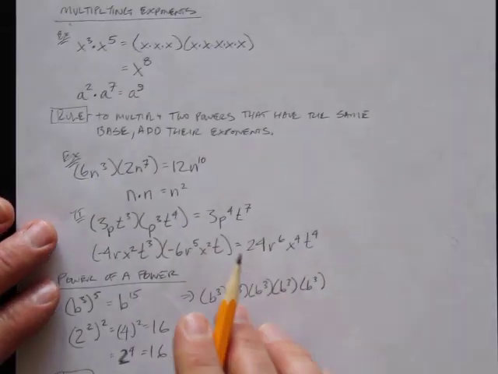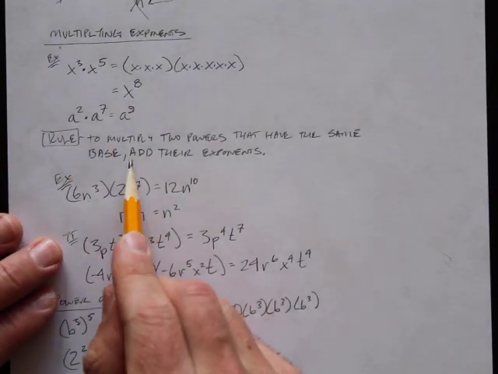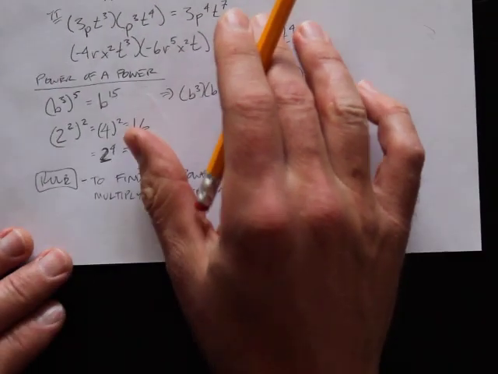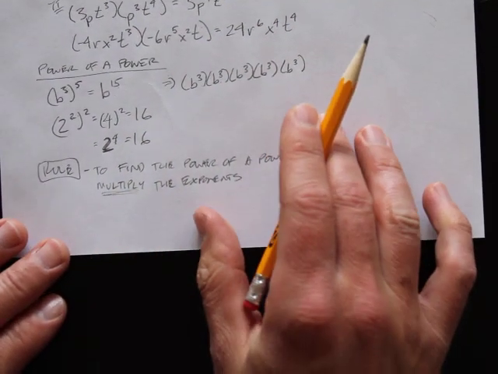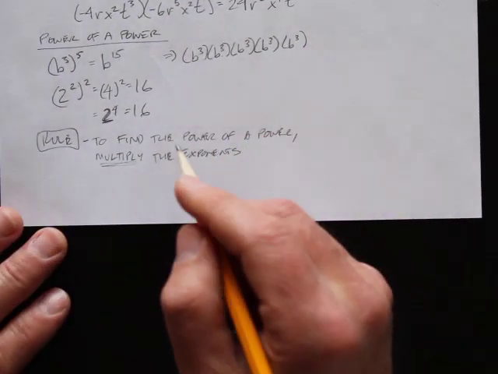So up here, when you are multiplying powers, you add their exponents. When you are raising to another power, you multiply the exponents. Let's do another couple examples.